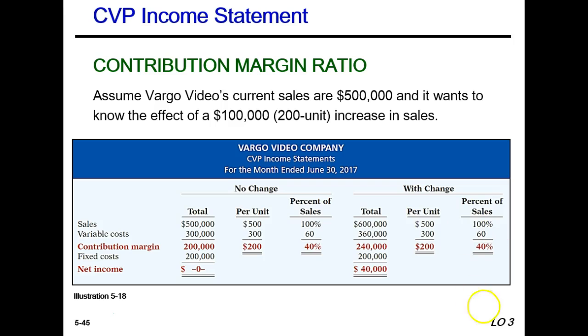Then we show here with the change, 600,000 would be our sales. The variable cost is going to be 60% of the sales price. The contribution margin is going to be 40% of the sales price. When we subtract out our fixed cost, it allows us to see what our net income is.